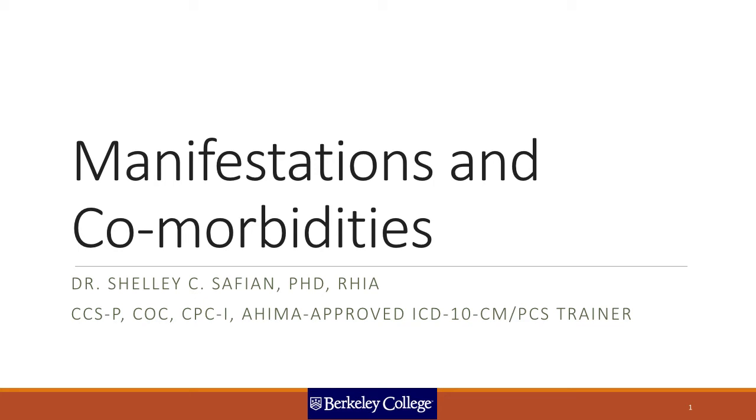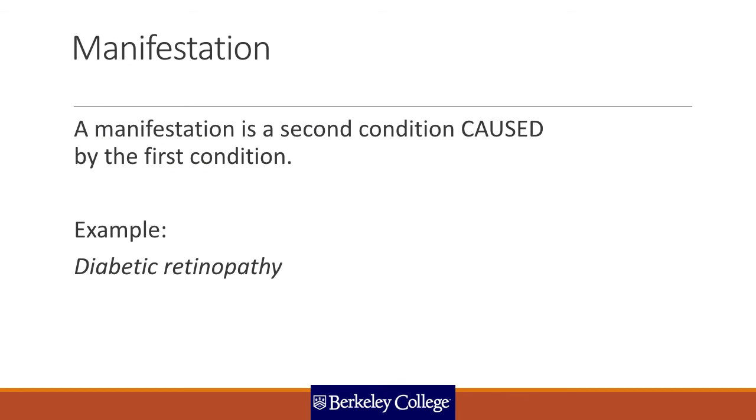What is the difference between a manifestation and a comorbidity? A manifestation is a second condition caused by the first condition. Let's use diabetes as an example.